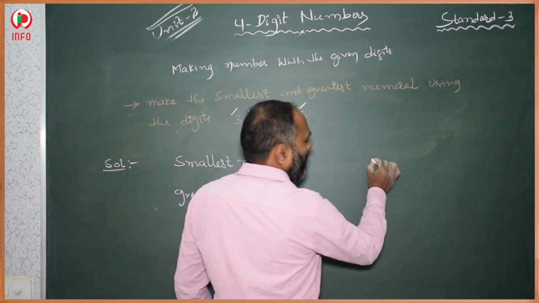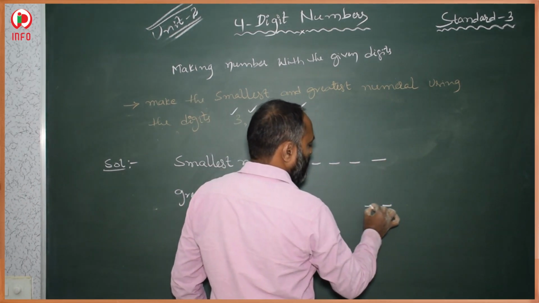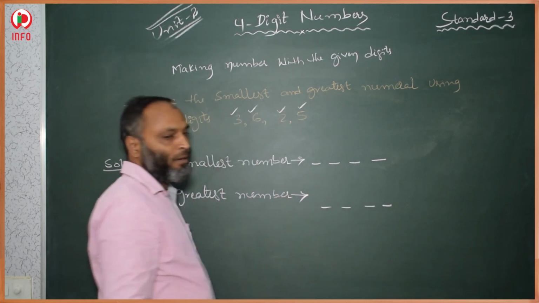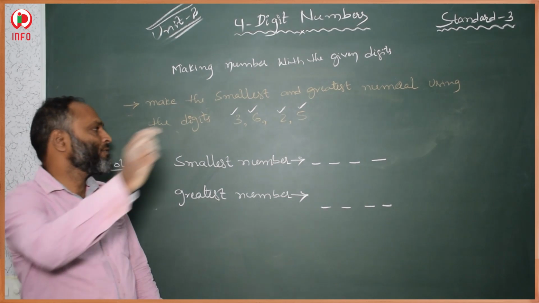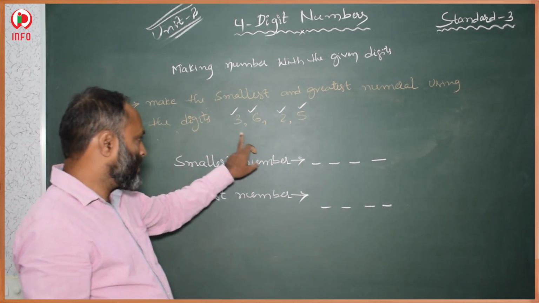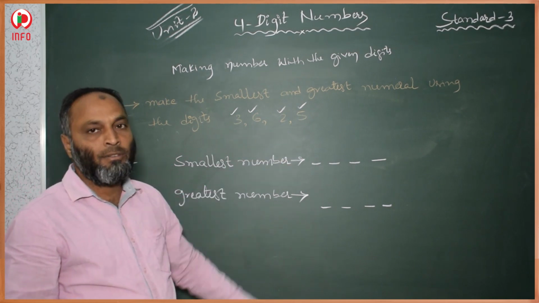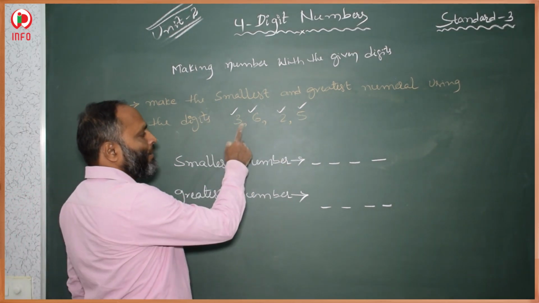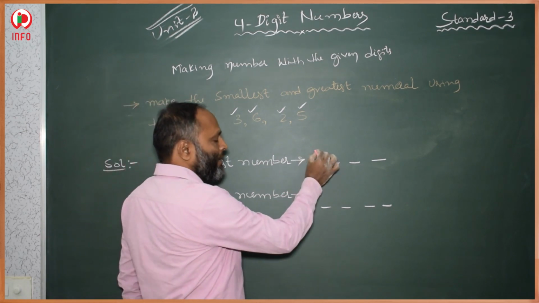A 4-digit number, 1, 2, 3, 4. We have to make a 4-digit number. First, here is the smallest number. In these 4 digits, which one is the least, we have to check. 3, 6, 2, 5. 2 is the least one. First you take the least one.